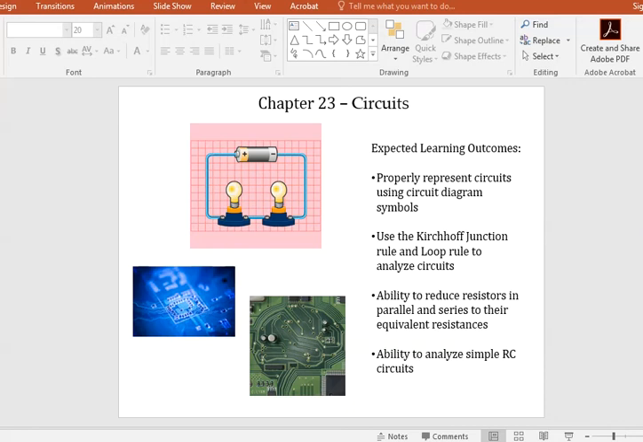So let's continue. Chapter 23, our goals are to be able to properly represent circuits using circuit diagram symbols. That's what we'll do first. Then we're going to work with two laws called the Kirchhoff junction rule and the Kirchhoff loop rule to analyze circuits. We'll also take a look at resistors in parallel and in series, and we'll be able to reduce a bunch of these resistors, a so-called network, into their equivalent resistances. Finally, we'd like to be able to analyze some simple RC circuits. This means a resistor with a capacitor.